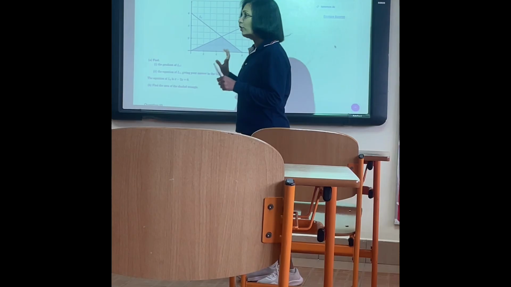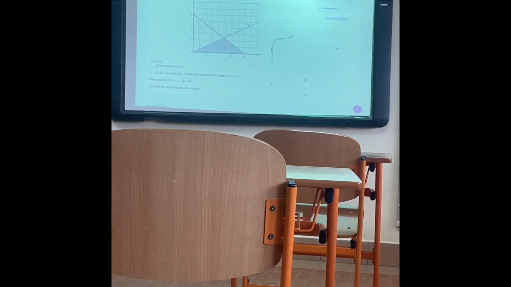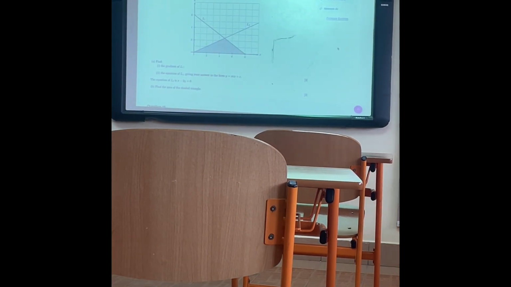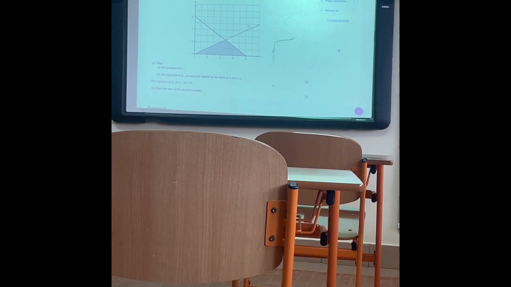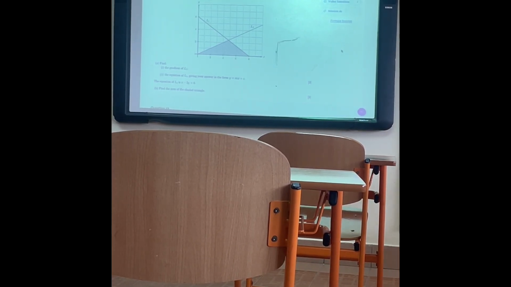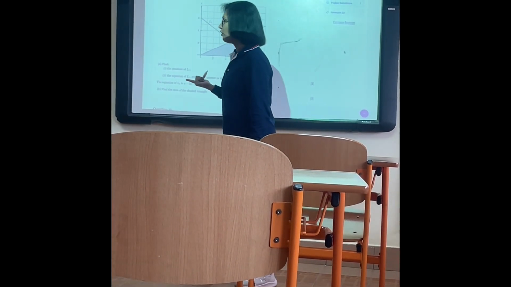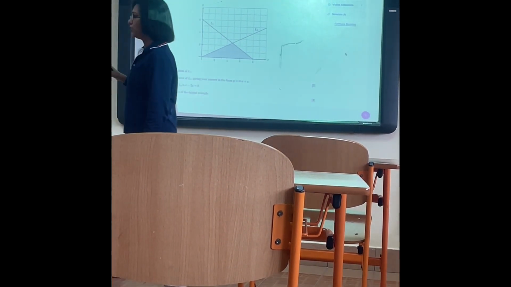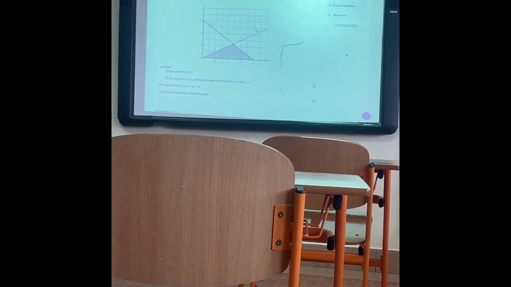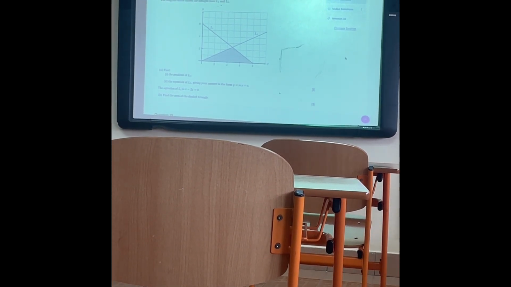After that, they said the equation of L2 is x minus 2y equal to 0. They already give you the equation of L2. What is L2? x minus 2y equal to 0. Find the area of the shaded triangle. We need to find the area of the shaded triangle. If you have this one, how can you find it?